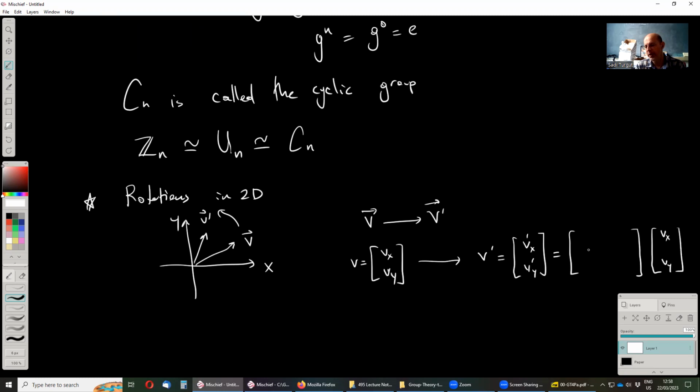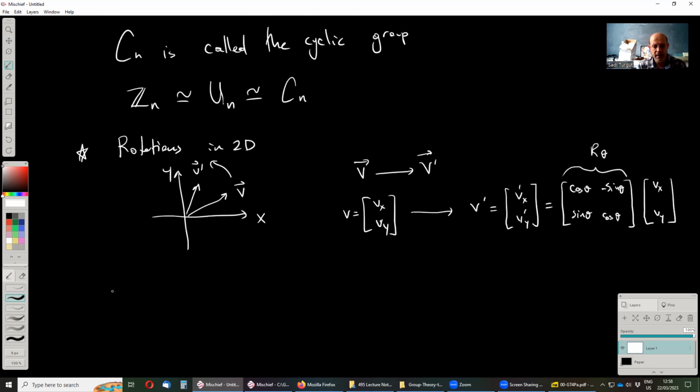So we have a transformation matrix in here. I'm just going to keep this short and say that I'll talk about this later. This transformation matrix is given by this. That's the rotation matrix, R theta. So R theta in here, which is a 2 by 2 matrix, corresponds to rotation by angle theta.